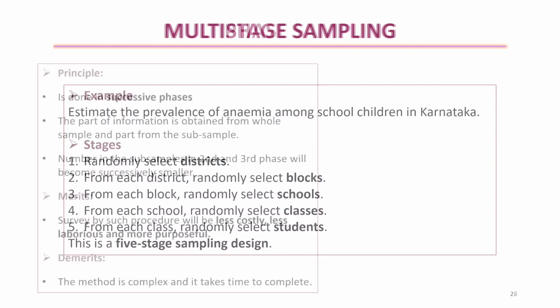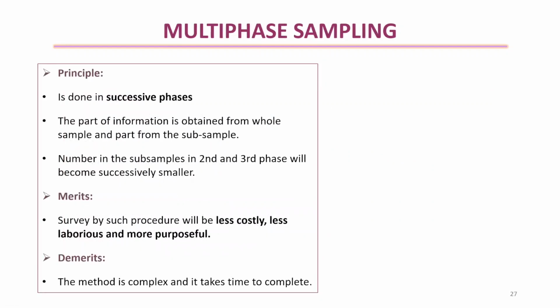Next comes another interesting method which is known as multiphase sampling. Please don't confuse multi-stage sampling with multiphase sampling. In multi-stage sampling, we change the sampling units. But in multiphase sampling, we keep on studying the same sample in different phases while collecting different information.